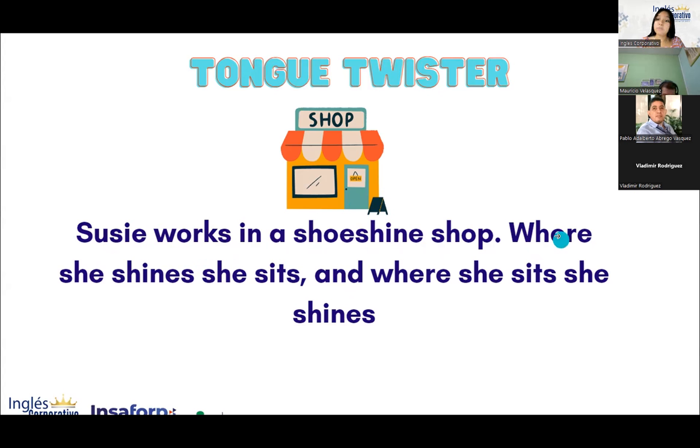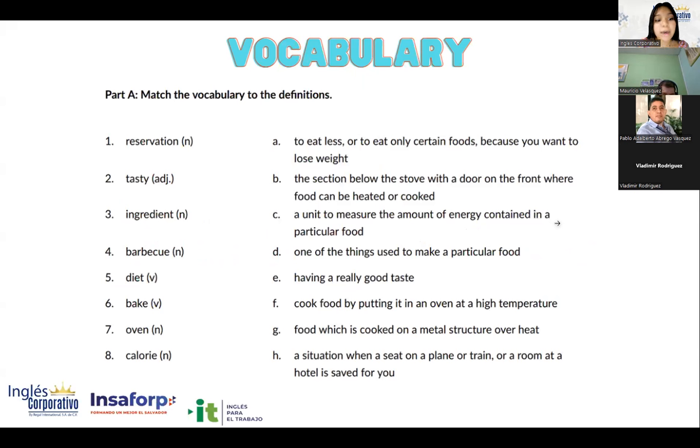So right now, let's move, and we are going to start with vocabulary, okay? So as you can see, guys, we have different words right here from 1 to 8. And we also have definitions. What we need to do is that we need to match the vocabulary to the definition that we have on the right. Yeah. So let's see. Let's start with number one. What is reservation? What is it? What is the definition? What do you think?